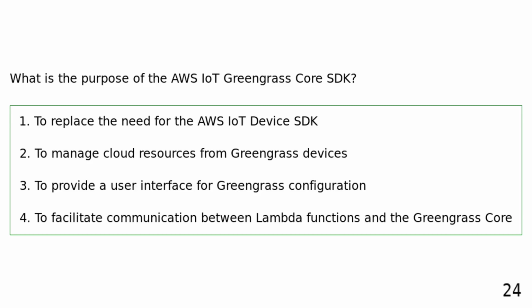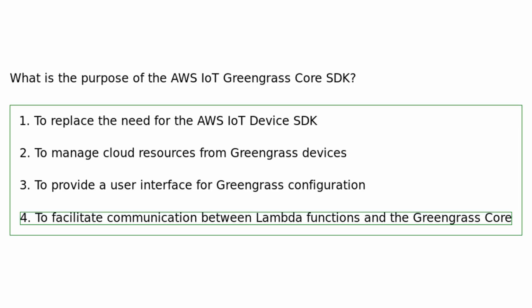What is the purpose of the AWS IoT Greengrass Core SDK? To replace the need for the AWS IoT Device SDK. To manage cloud resources from Greengrass devices. To provide a user interface for Greengrass configuration. To facilitate communication between Lambda functions and the Greengrass core. The AWS IoT Greengrass Core SDK facilitates communication between locally deployed Lambda functions and the Greengrass core, enabling interaction with local IoT devices and shadows.